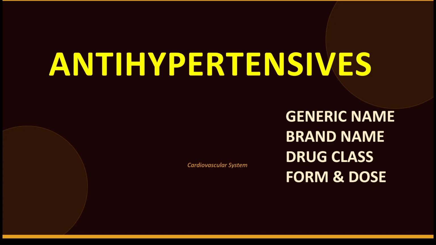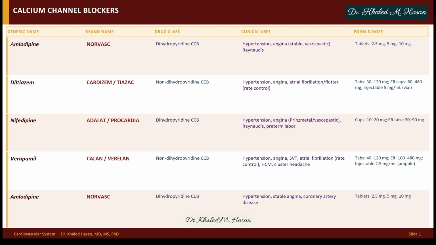Okay, in the first part of cardiovascular clinical pharmacology, we are going to speak about antihypertensive medication. Again, we are going to mention the generic name, brand name, drug class, and pharmaceutical form and dosage. As you can see from this table, we have a group of medication category, calcium channel blockers. Another abbreviation for this one will be CCBs, calcium channel blocker.